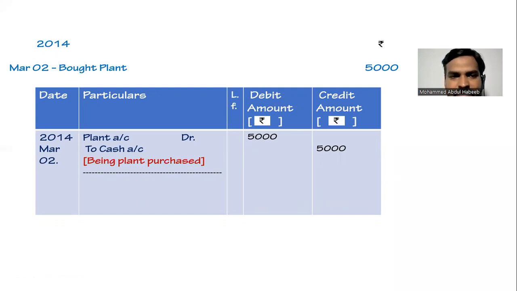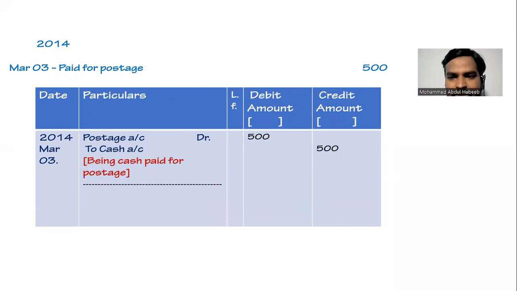Coming to the next transaction, which is on 2014 March 3. Paid for postage 500 rupees. The date will be taken as 2014 March 3. Paid for postage. It is an expenditure to the business. So cash is going from the business. So cash will be credited and the name of the expenditure will be debited. So the business has paid cash towards postage. So postage will be debited and cash will be credited. So the journal entry on 2014 March 3 will be postage account debit 500 to cash account 500, and the narration will be being cash paid for postage.